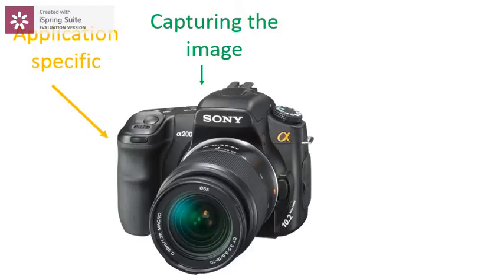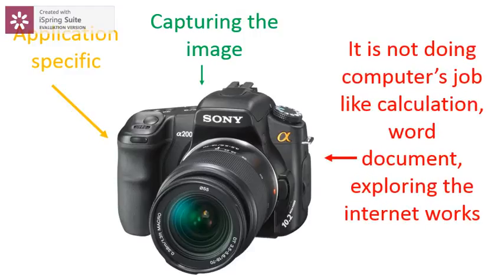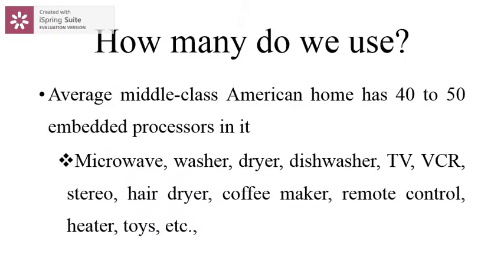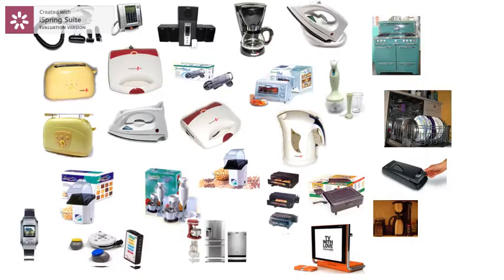It is made for capturing images. It is not doing a computer's job like calculation, Word documents, or exploring the internet. How many do we use? The average middle-class American home has 40 to 50 embedded processors in it: microwave, washer, dryer, dishwasher, TV, VCR, stereo, hair dryer, coffee maker, remote control, heater, toys, etc.